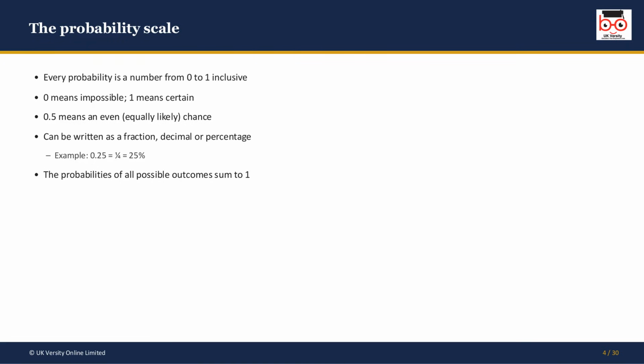0 means the event is impossible, 1 means it's certain, and a half sits right in the middle for an even chance. You can write a probability as a fraction, a decimal, or a percentage, so 0.25, a quarter, and 25% are all the same thing. And a key idea, the probabilities of all the possible outcomes always add up to 1.